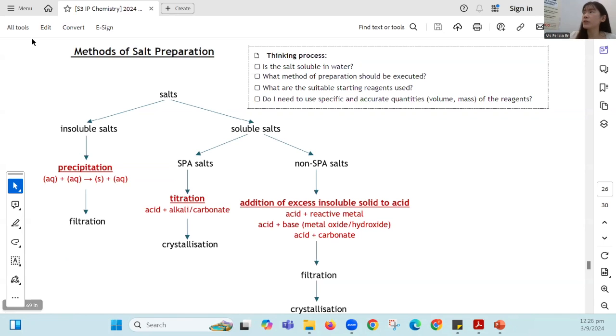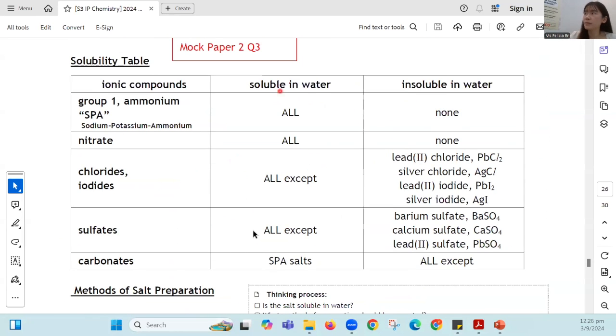So there are 3 methods, right? The 3 red-colored ones: precipitation, titration, and excess. So you go by this. You check your salt with the solubility table above. Of course, you need to remember the solubility table first.